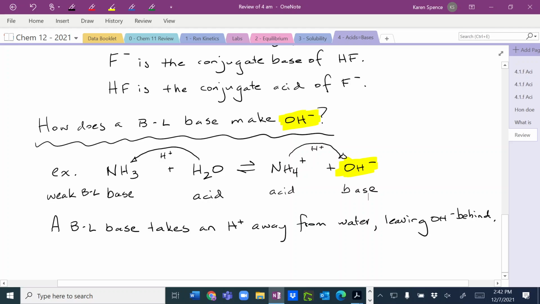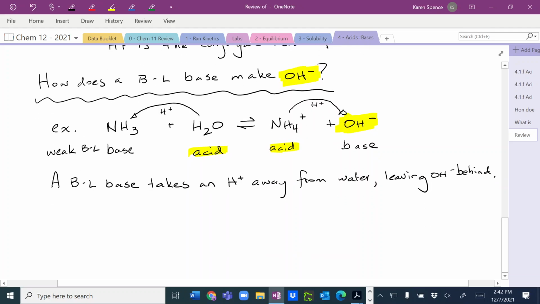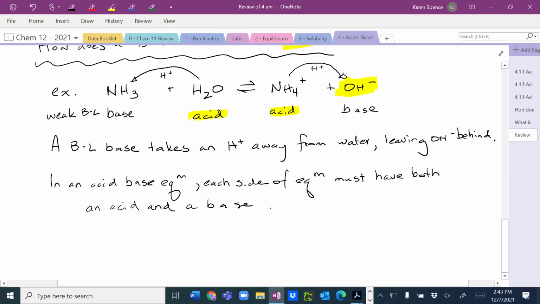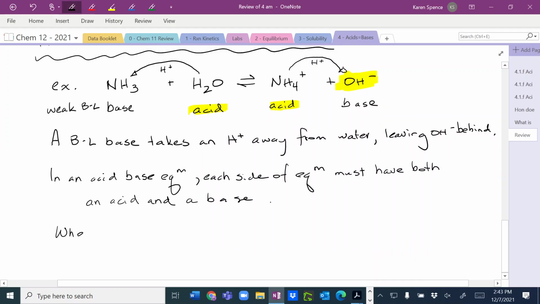You'll notice that each side of the equation has both an acid and a base. In an acid-base equilibrium, each side of the equilibrium needs to have both an acid and a base. Who are the conjugate acid-base pairs?